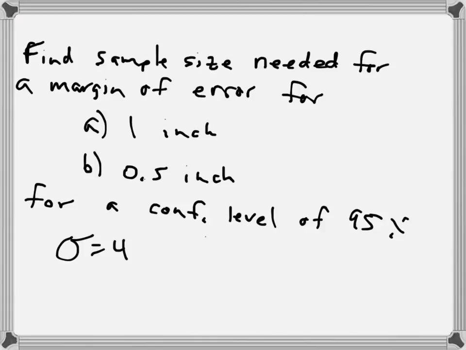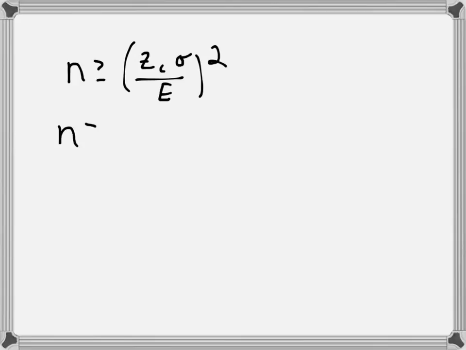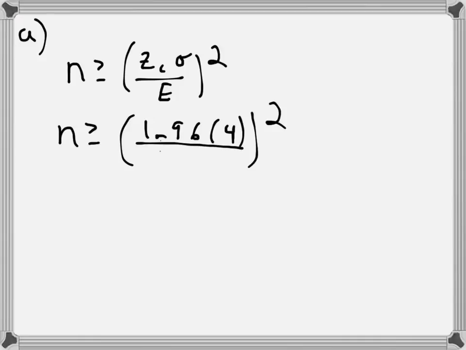So our equation again was n has to be greater than or equal to the critical value of z times sigma over the margin of error, squared. So to start out, we're doing 1 inch. So we have our critical value of z, 1.96 for 95%. I can't do decimals for some reason on my stylus here, sorry. And that's going to be times 4, which was the standard deviation of the population, divided by the margin of error that I'm desiring, which in this case is just 1.